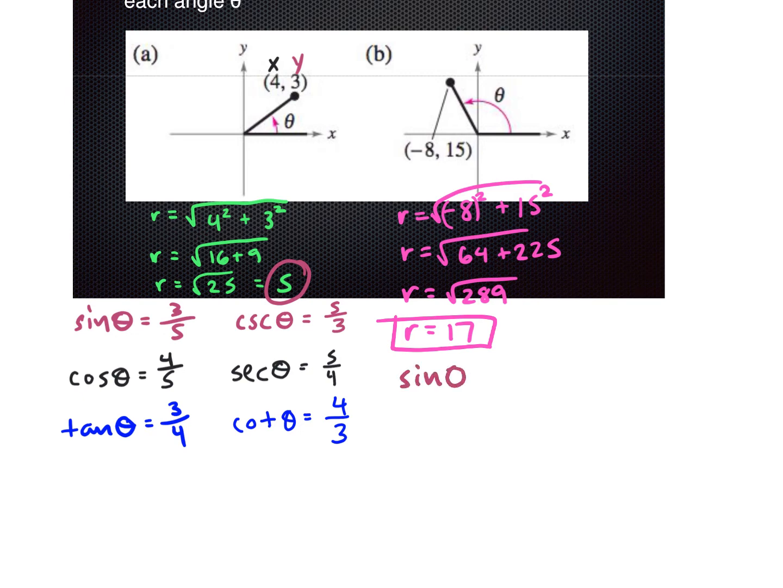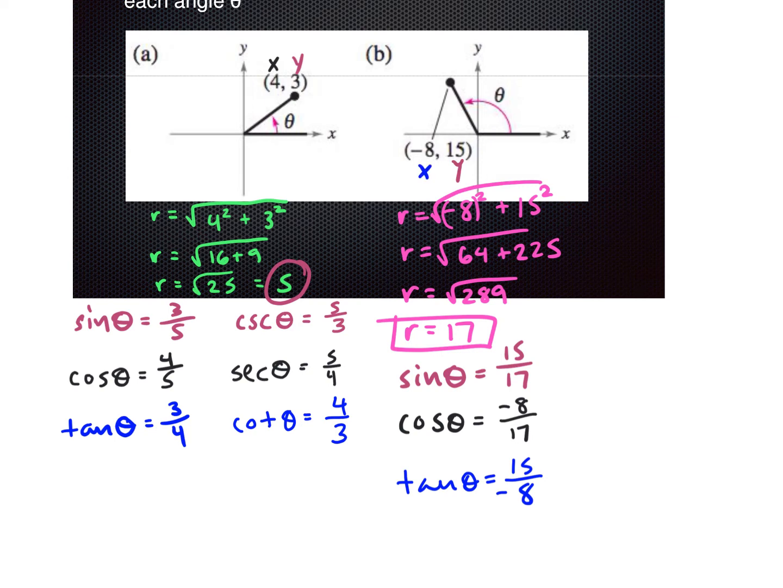So sine of theta is what over what? 15 over 17. Y over r, so 15 over 17. Cosine of theta, x over r. So what would that be? Negative 8 over 17. And tangent of theta? 15 over negative 8. Always simplify your fractions if you can. Here, we can't. They're already simplified.